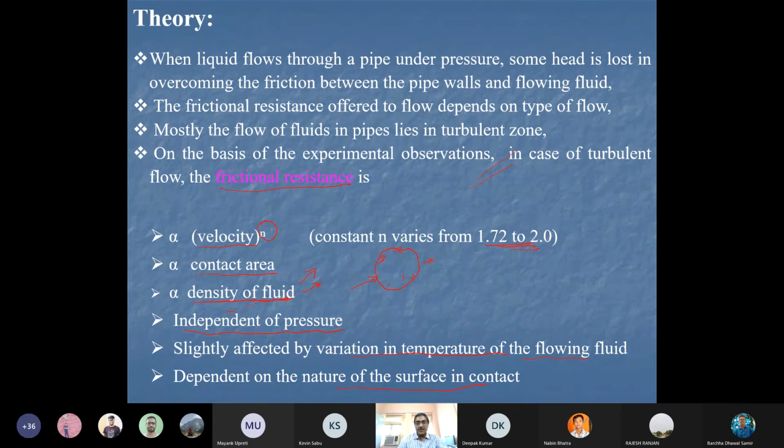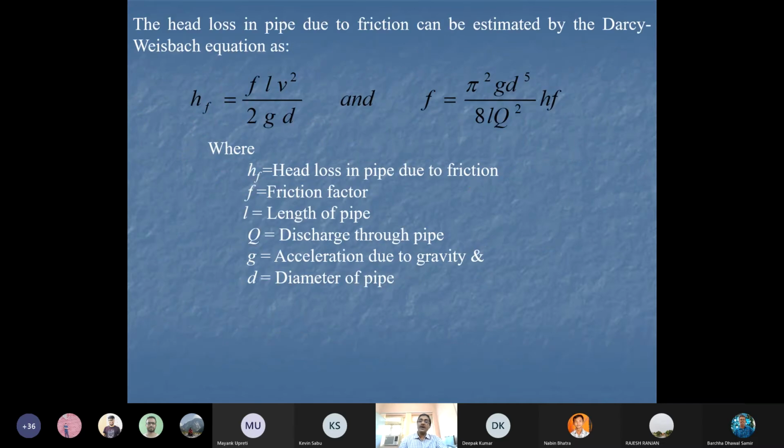Once these observations are put into theory, we get the Darcy-Weisbach equation, which states that head loss due to friction in pipes flowing under turbulent condition is equal to F, the friction factor, times L, the flow length through the pipe, times V squared, V being the velocity of flow, divided by 2gd, where d is the diameter of the pipe in the same unit. So head loss due to friction may be in meters if every corresponding unit is in meters and seconds.